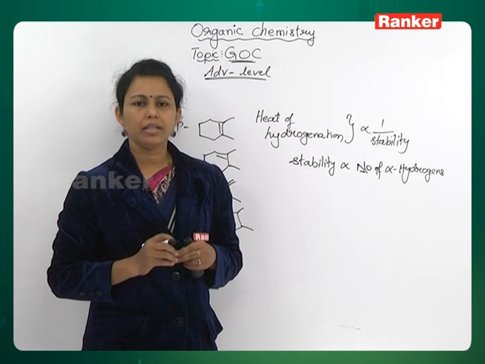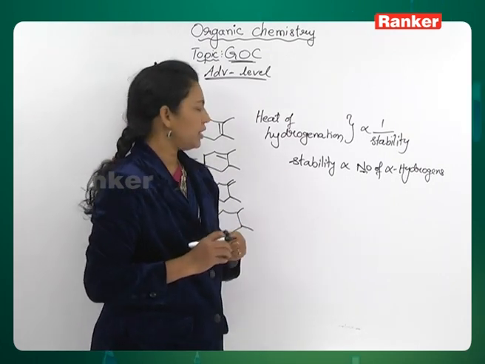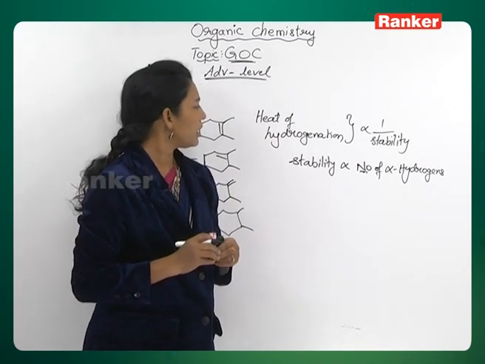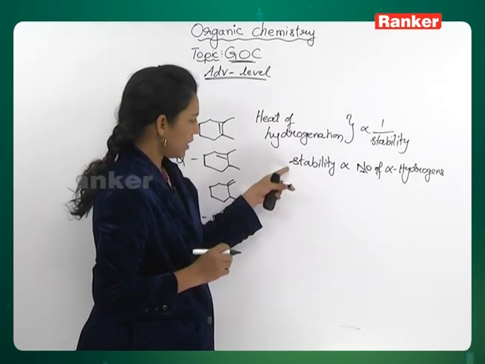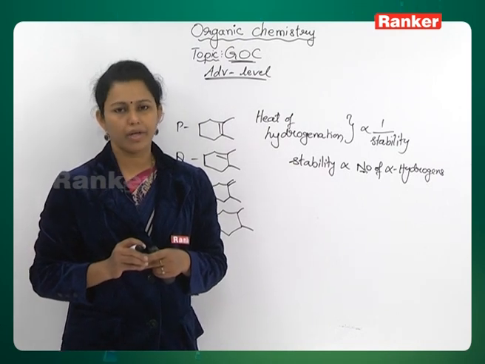So the one which is most stable will have a less heat of hydrogenation. So let us consider like that here. Stability order is again directly proportional to the number of alpha hydrogens.